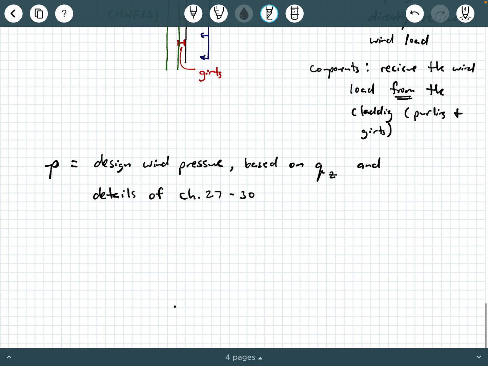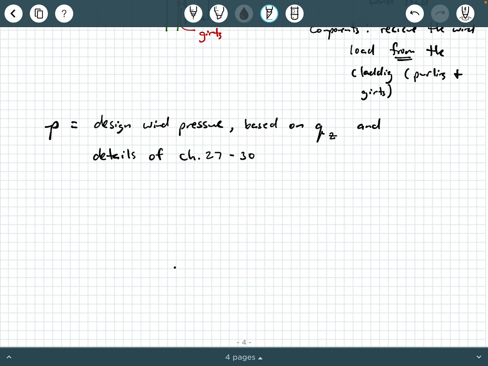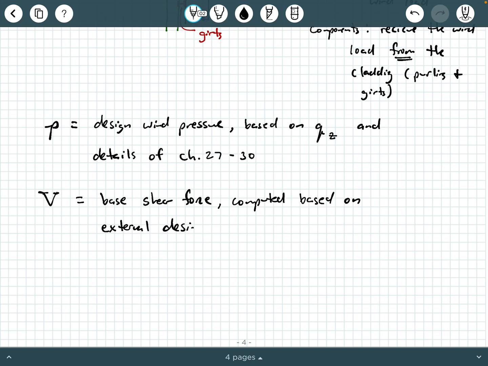And then the last thing I want to redefine, I defined it briefly earlier, is that base shear, okay? So this is the base shear force, and it's computed based on external design wind pressures. So it's based on external design wind pressures, P right here.